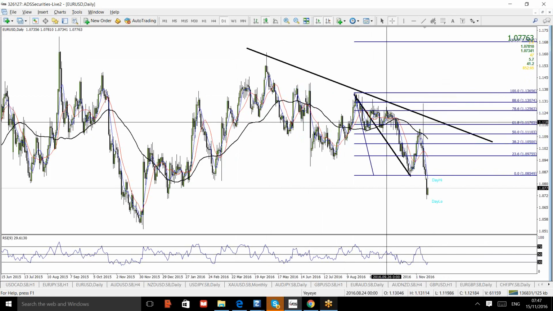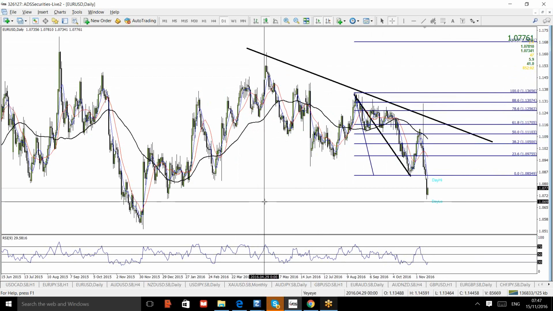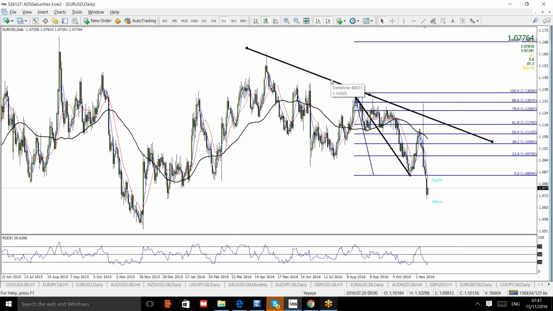So within this trend, I can use Fibonacci on each leg to keep on entering. Make sense, guys? Let me give you a buying example. Does everybody understand this? Say yes if everybody understood this.